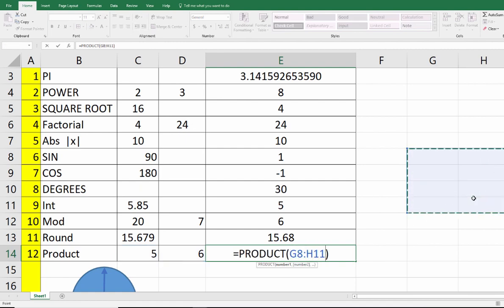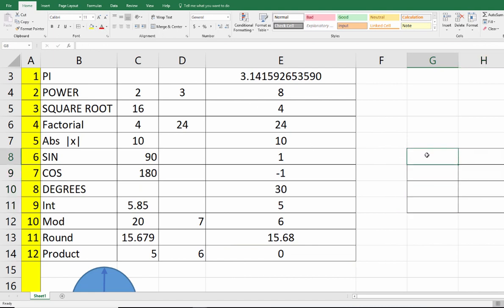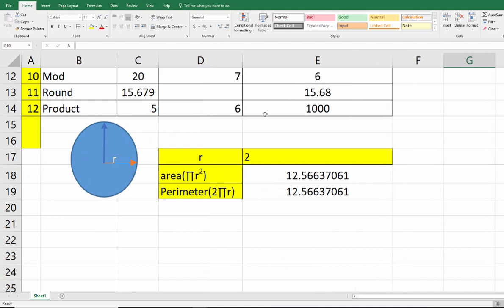Let me choose this part. By the way, I'm going to select this part, and when I place a number, it will start multiplying them with each other. So the PRODUCT function multiplies the numbers with each other. Let's do the last exercise and finish the tutorial.